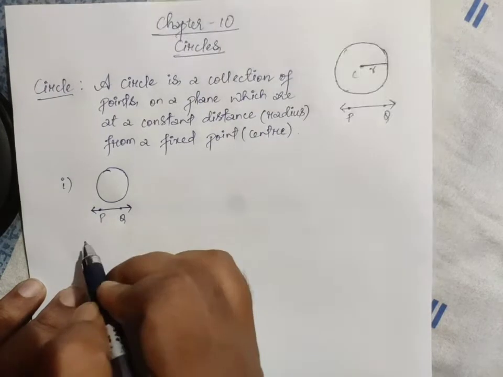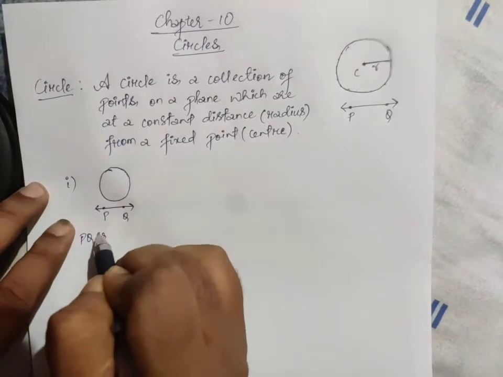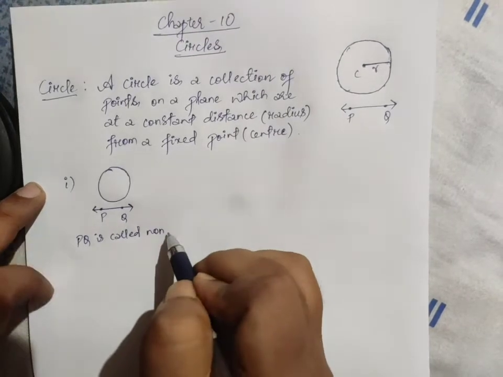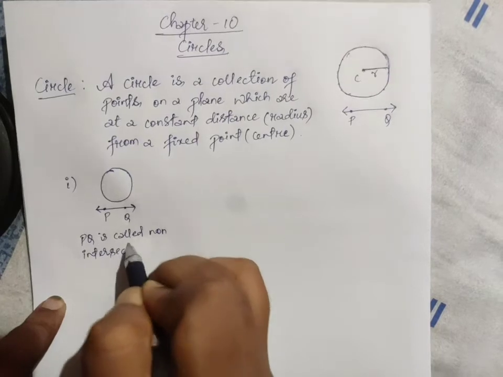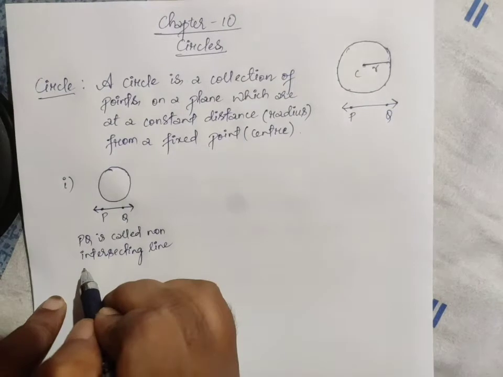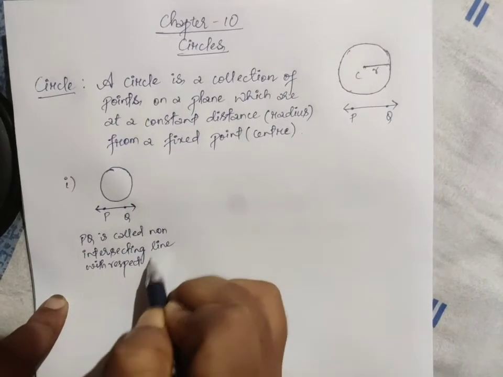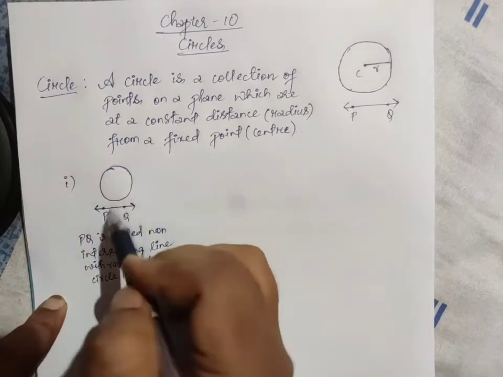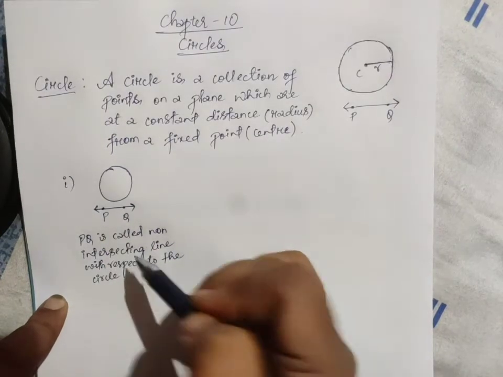In this case, this line segment PQ is called a non-intersecting line with respect to the circle, because as you can see in the figure, this line is not touching the circle. So it is called a non-intersecting line.